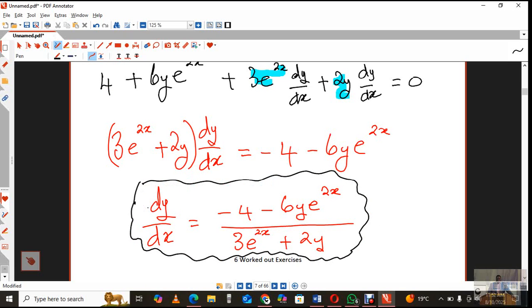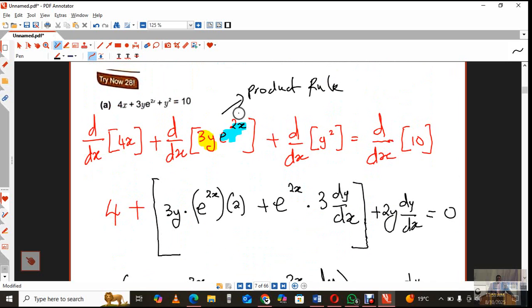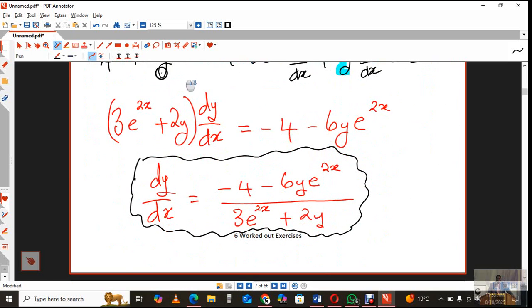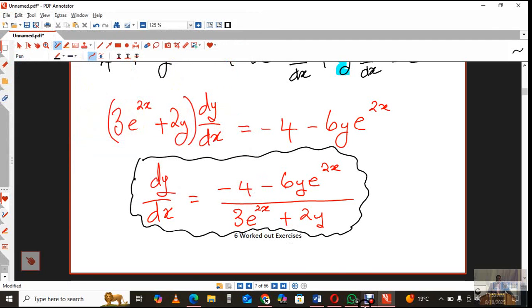Now I know there's a lot in there, so you just have to do things step by step and not confuse yourselves as you find the derivative, especially when the product rule is involved.